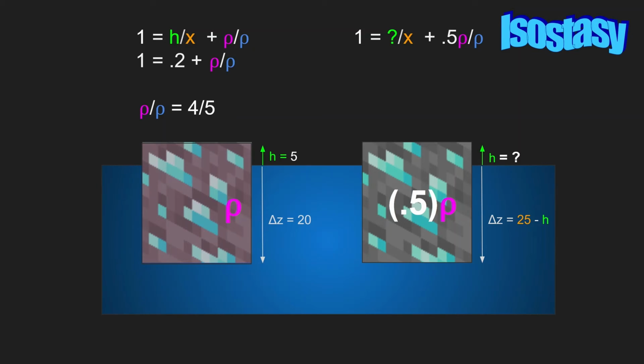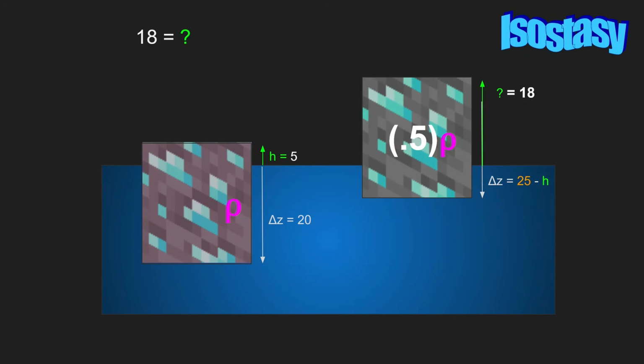Now, since we're decreasing that ratio by half in the second rock, we can quickly solve to see that the new uplift will be 18, over 3 times that of the first rock. We can use this equation with any rock, but this example shows us how important density is, and how much it can change what we see above the surface.